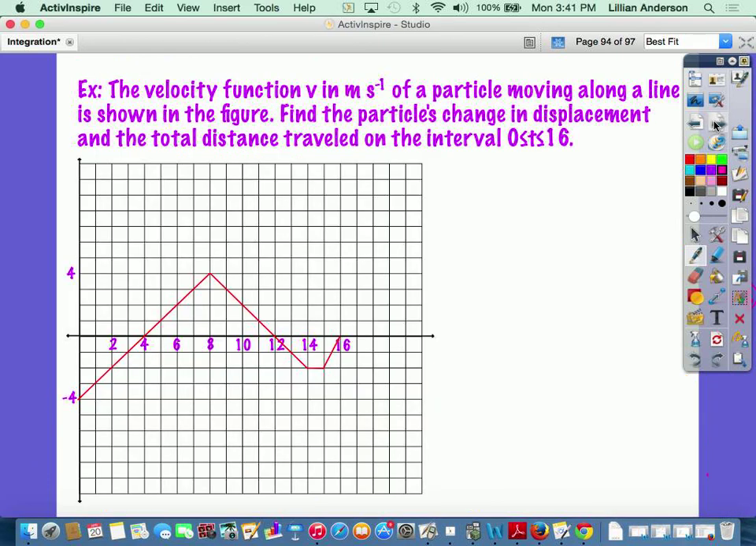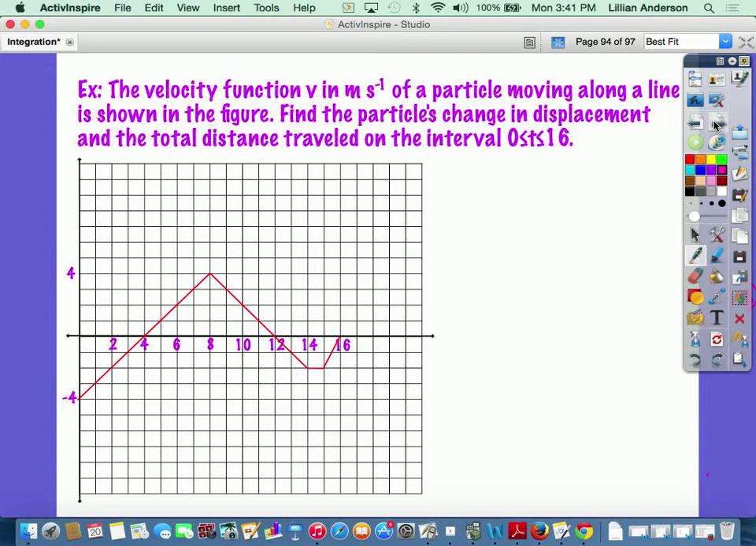Okay, so moving on to the next one. It says the velocity function v in meters per second of the particle moving along the line is shown in the figure. Okay, so we have this figure here. Find the particle's change in displacement and the total distance traveled on the interval from 0 to 16.